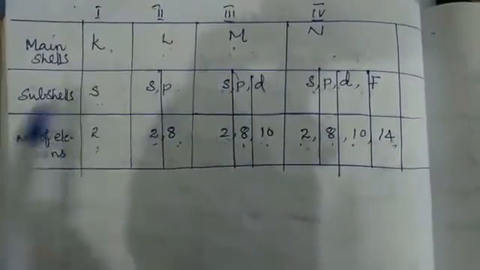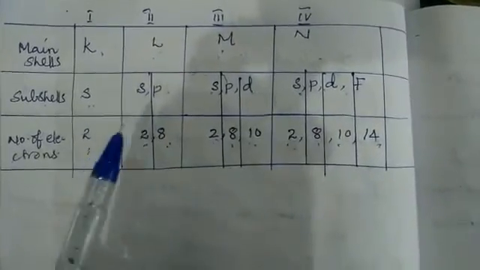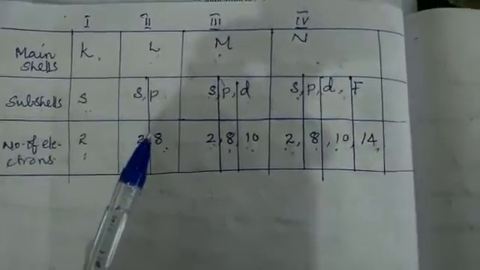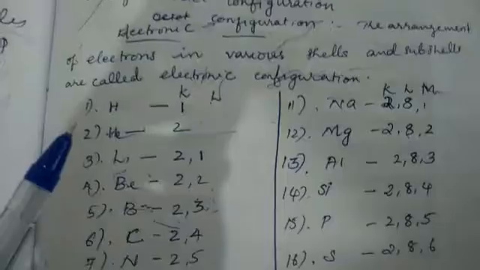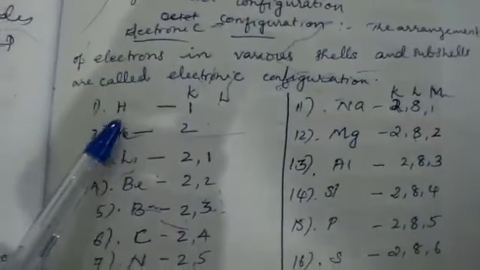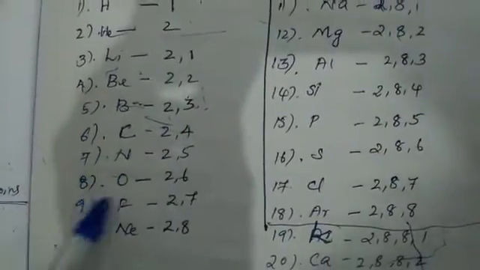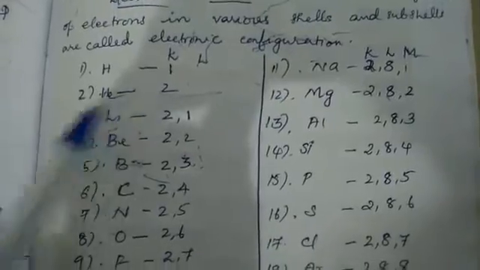Then this one you have to learn. S can accommodate always 2, P can accommodate 8, D can accommodate 10 and F can accommodate maximum 14 electrons. This is the way by which we can accommodate electrons. So now we can see the electronic configuration. The first 10 elements are hydrogen, helium, lithium, beryllium, boron, carbon, nitrogen, oxygen, fluorine and neon. See, now we can see the electronic configuration.